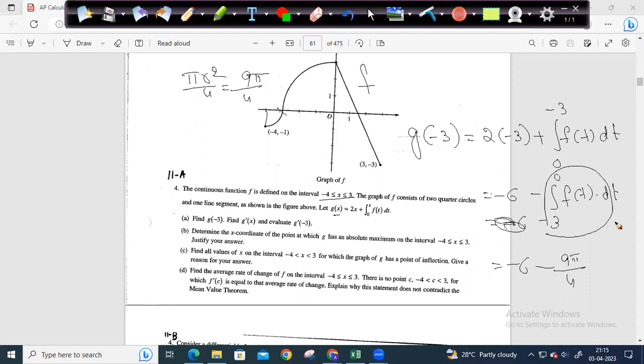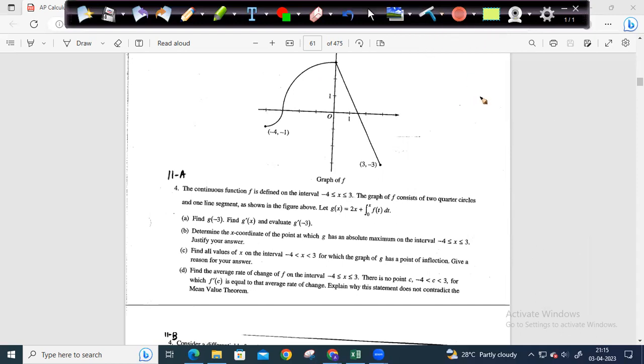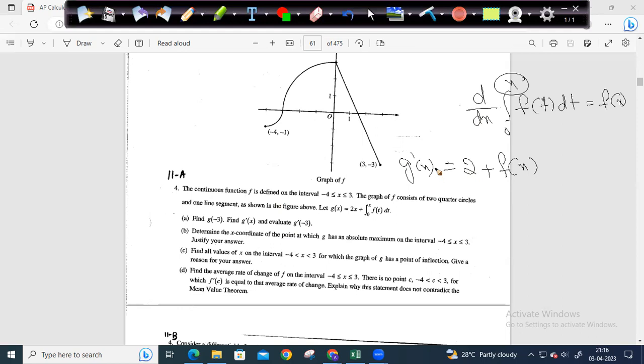Now we need to find g dash of x. According to the fundamental theorem of calculus, the derivative of integral of 0 to x f of t dt, whatever it is, should be f of x. Whatever is here, it comes here. When I'm teaching the fundamental theorem of calculus, I'll teach you here. Right now, you are required to know this. So g dash of x is derivative of 2x, which is 2, plus f of x. So g dash of x is 2 plus f of x.